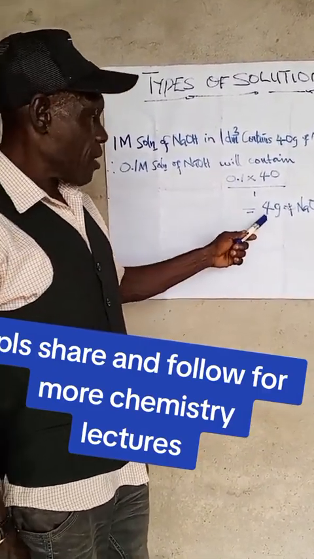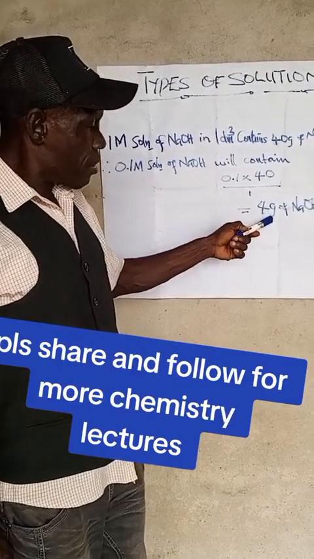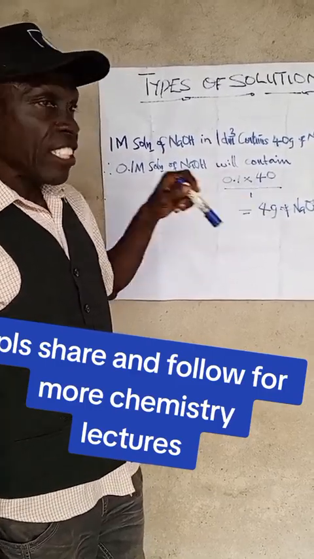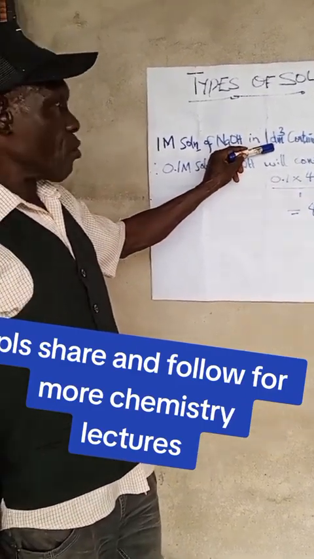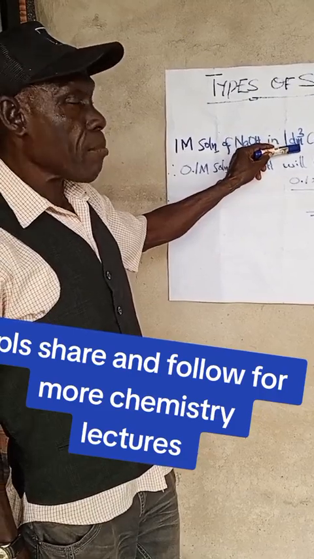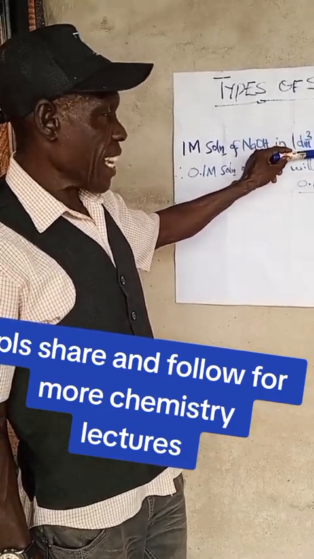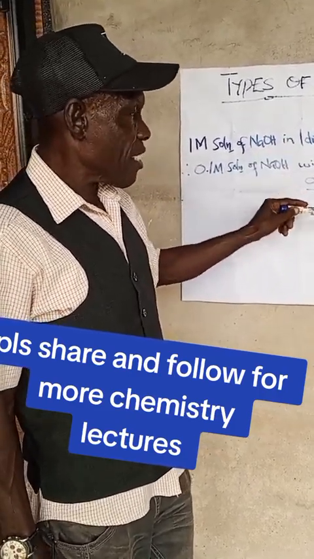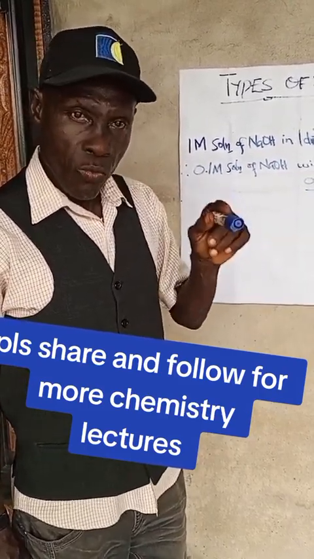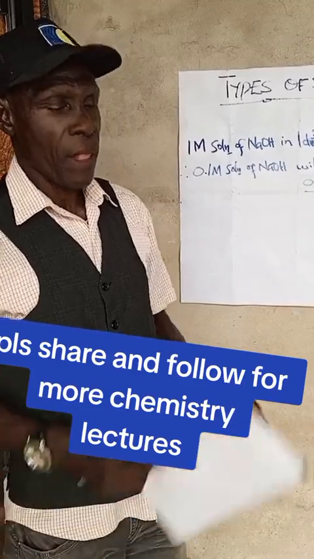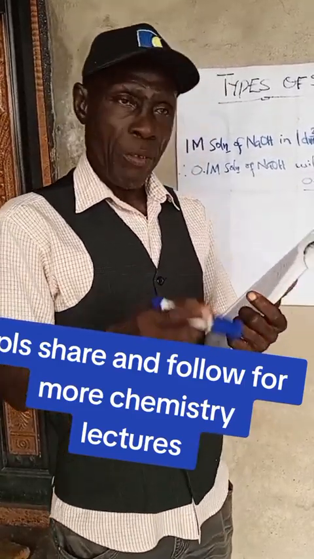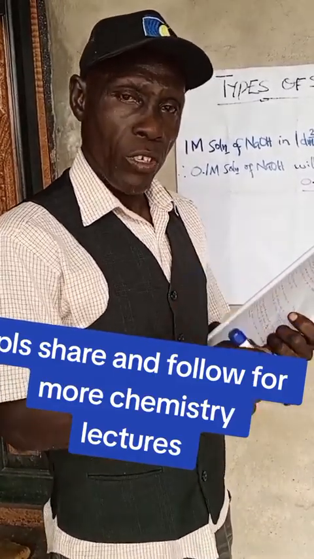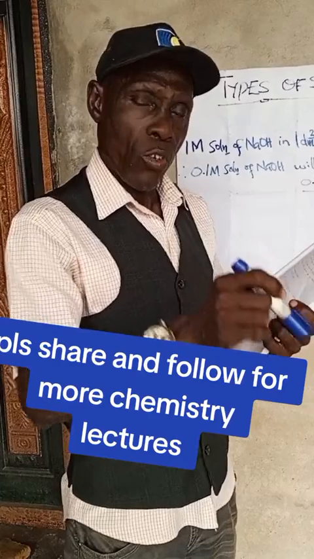So 4 grams. Now, if you measure these 4 grams of the substance and dissolve it in 1 dm cube of water, which is equivalent to 1000 cm cube or a liter, then what you have gotten is 0.1 molar solution. But sometimes you can equally be asked to prepare 0.5 molar solution or 0.7 molar solution.